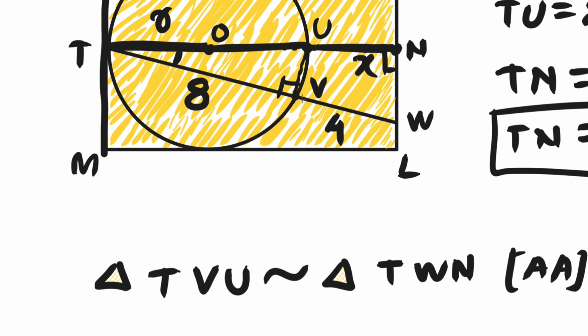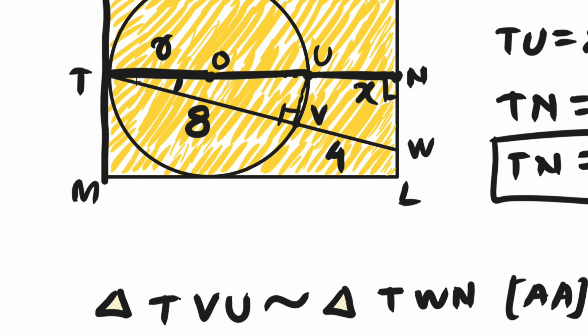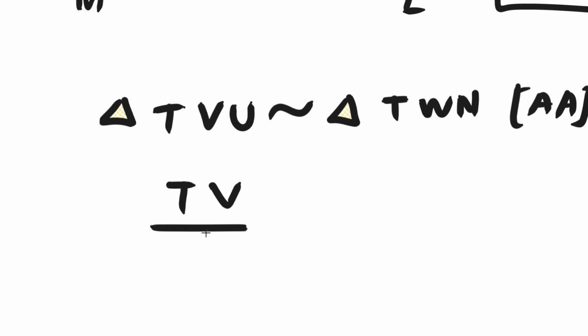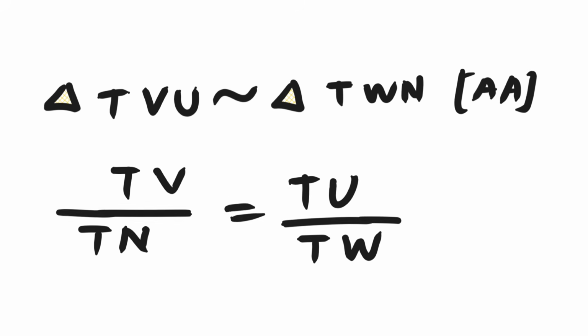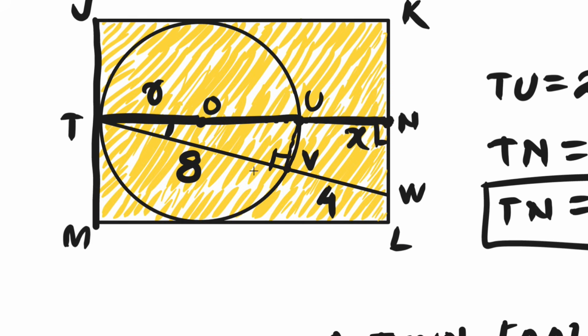Because the triangles are similar, their corresponding sides are proportional. The correspondence is TV with TN and TU with TW. So we can write TV divided by TN equals TU divided by TW. Now let's substitute every value we know, one step at a time. We are given that TV is 8. We know that TU is 2R because it is the diameter.